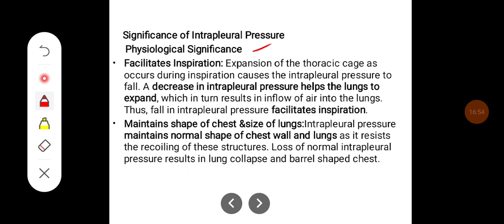Significance: it facilitates inspiration. Expansion of the thoracic cage, as occurs during inspiration, causes intrapleural pressure to fall. A decrease in intrapleural pressure helps the lungs to expand, which in turn results in inflow of air into the lungs. Thus, fall in intrapleural pressure facilitates inspiration.